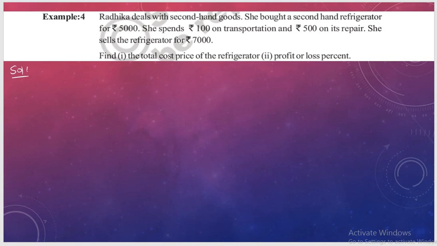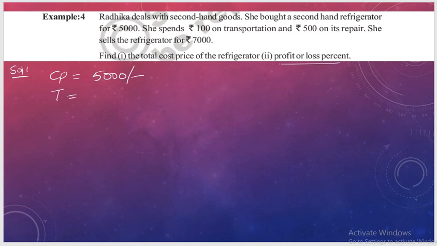She spends 100 rupees on transportation and 500 on its repairs. She sells the refrigerator for 7000 rupees. Find the total cost price of the refrigerator and what is he asking, profit or loss percentage, right? Now let us see. Since she is dealing with second hand, first of all, what is the cost of the refrigerator when she bought it? For 5000.